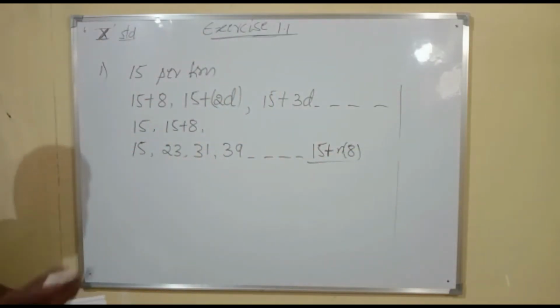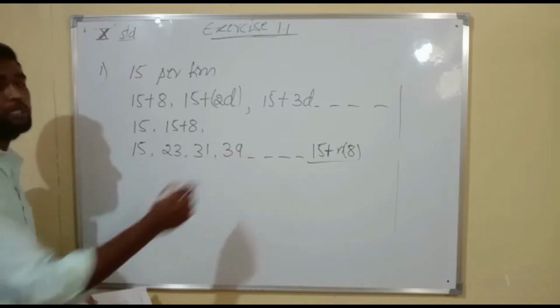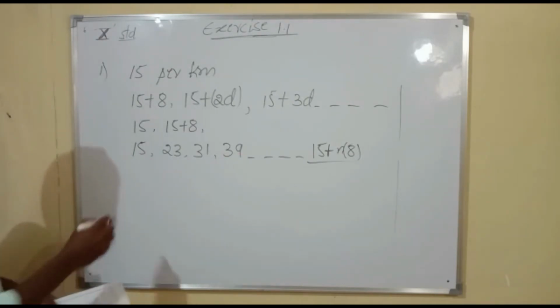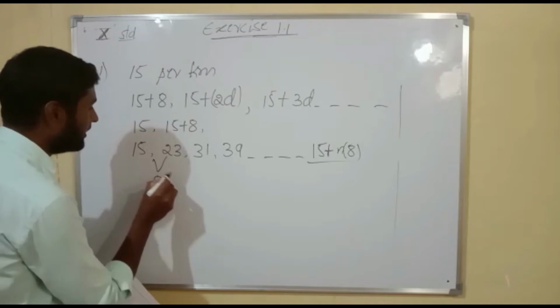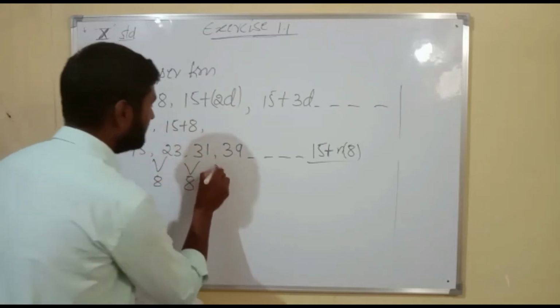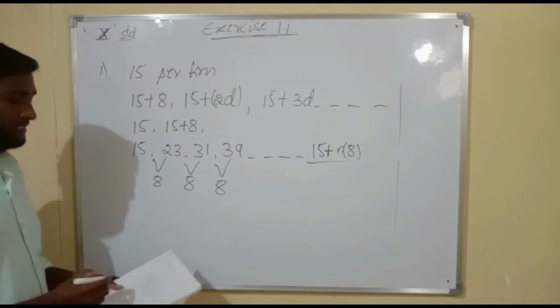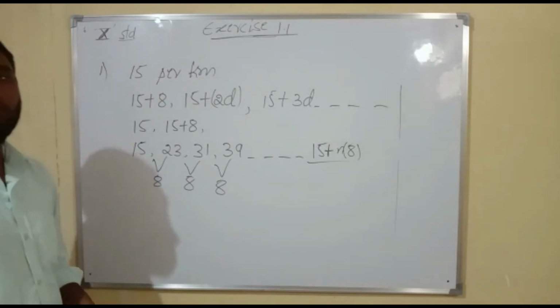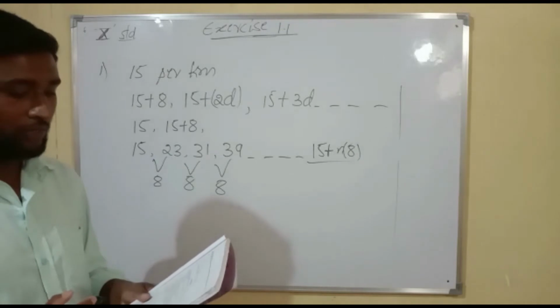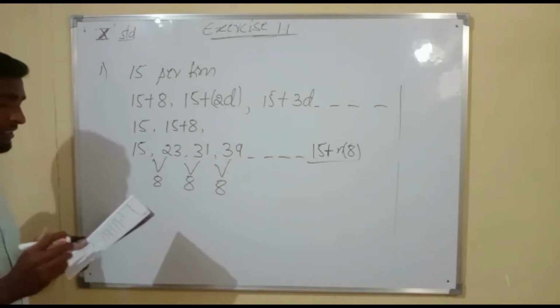It is in the form of an arithmetic progression. The common difference between these two is 8, between these two is 8, and between these two is 8. So we can say that it is in the form of an arithmetic progression. Let us see the next one.